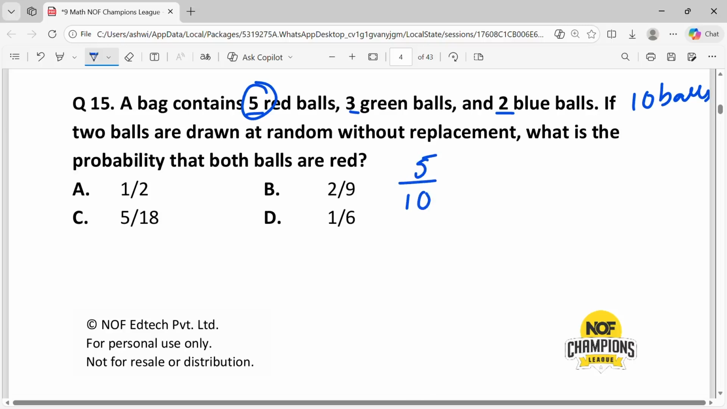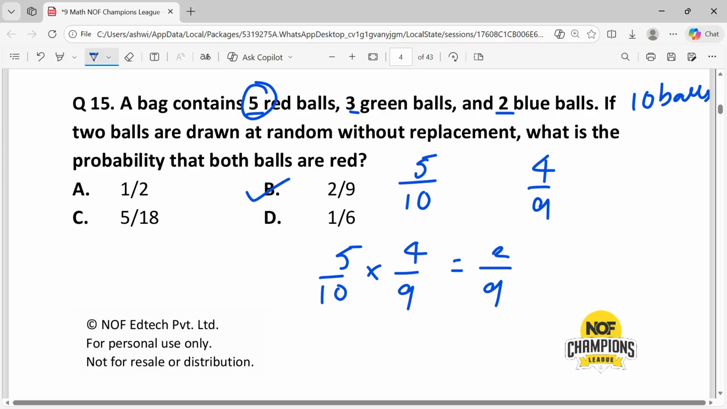After drawing one red ball and not replacing it, there are 4 red balls left and a total of 9 balls. The probability of drawing a second red ball is 4 upon 9. The probability of both events occurring is the product of their probabilities. That is 5 upon 10 into 4 upon 9, which is equal to 2 upon 9. The correct answer is option B.